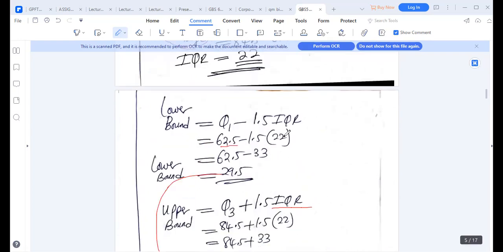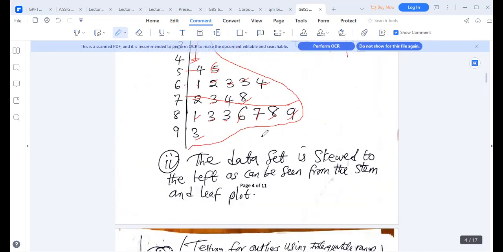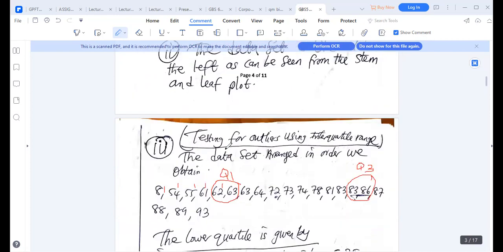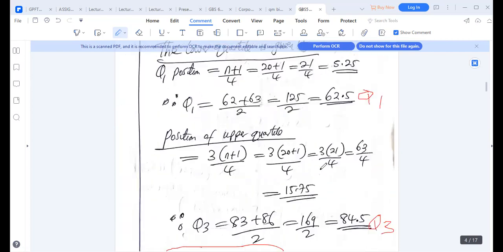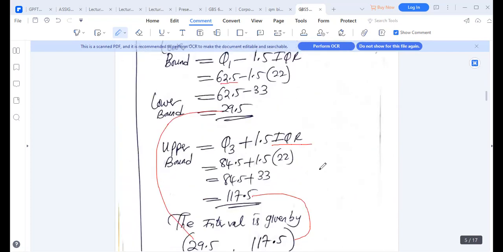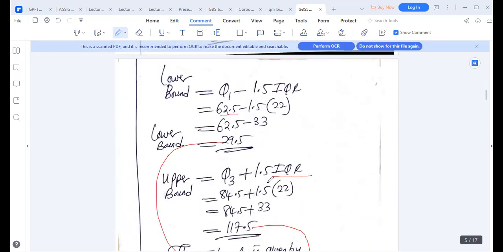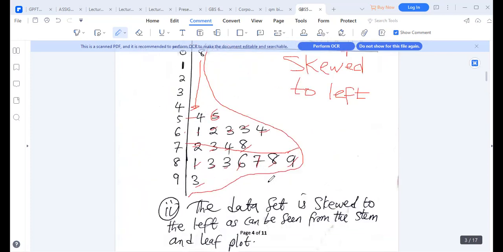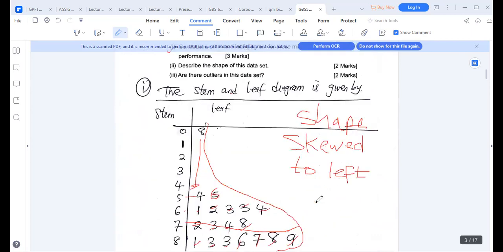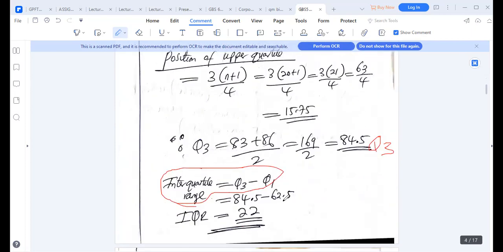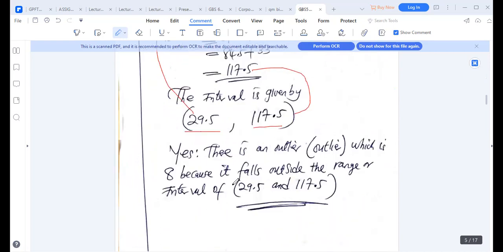So all these values that we have here should fall within the interval of 29.5 and 117.5. Of course, 93 falls within the interval. Only 8 does not fall in this interval. Therefore, we have an outlier.